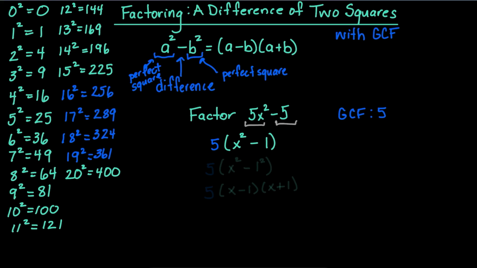I'm going to help by rewriting. This is x squared minus 1 squared. 1 is one of the perfect squares that people often forget about, but please keep in mind that 1 is 1 times 1, so it's a perfect square. So that means x squared minus 1 will factor into x minus 1 times x plus 1. So 5x squared minus 5 factors into 5 times x minus 1 times x plus 1.